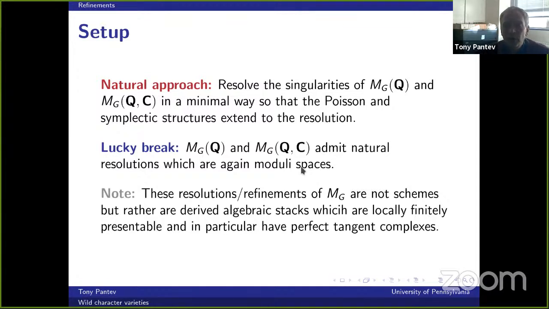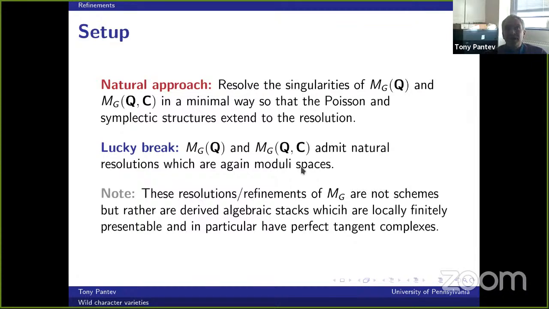the function theory, which sit in negative cohomological degrees, and those together are going to be enough for me. They arise naturally in parametrizing representations, and they're enough for me to actually resolve the singularities. In fact, they're canonical resolutions, refinements of these character varieties, which are not schemes, but are derived algebraic stacks, which are locally finitely presentable, which means that they have perfect tangent complexes. And in derived algebraic geometry, this is exactly the analog of smoothness.